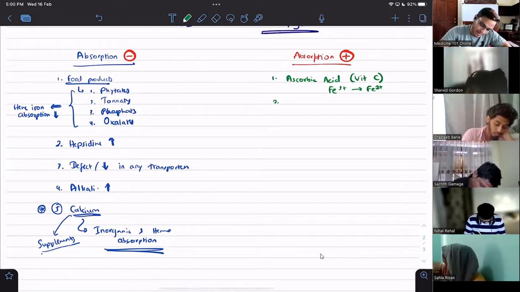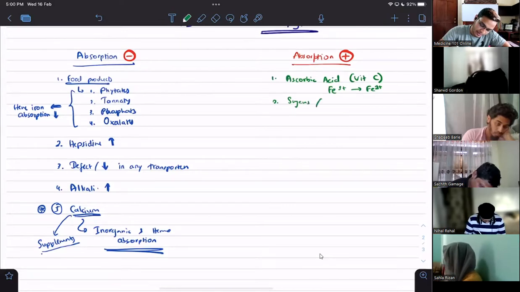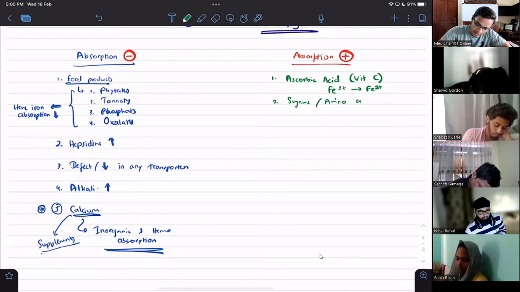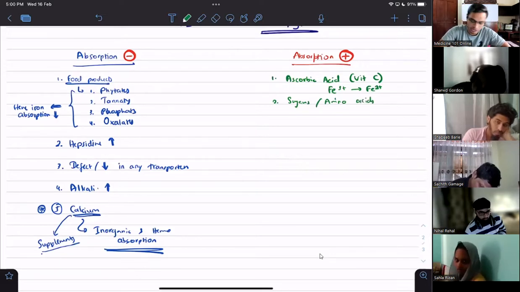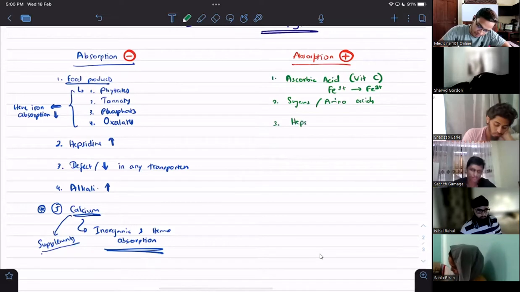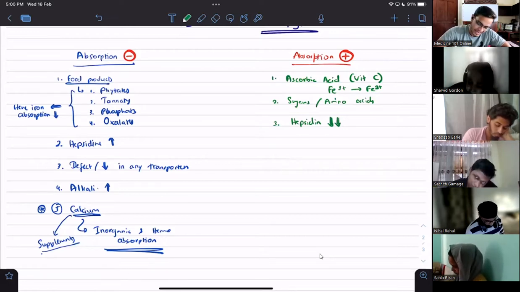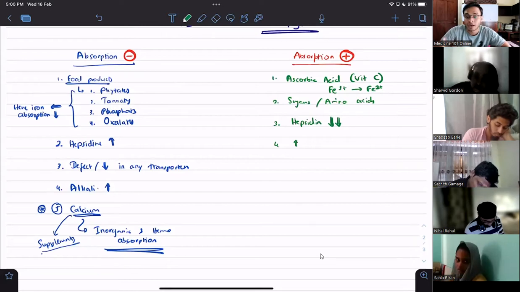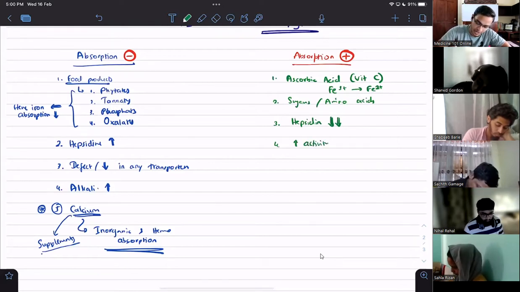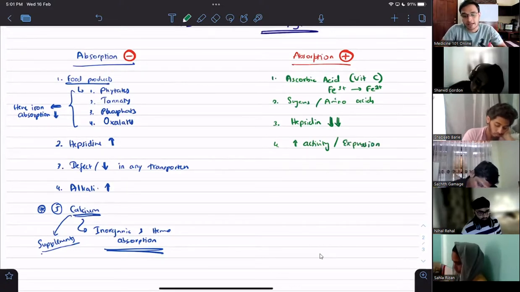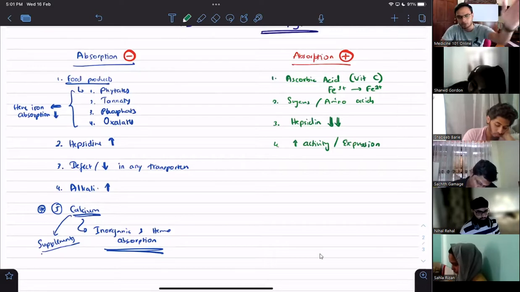Then apart from that, we have various sugars, amino acids, these dextran sugars. Not very important to know, just keep those down. Hepcidin reduction again promotes absorption. Then any increase in activity or expression of the transporters. What are the transporters? DMT1, ferroportin, heme transporter, all of that.